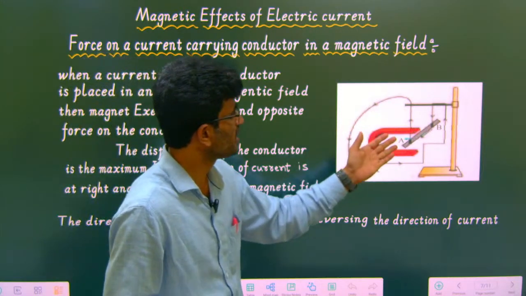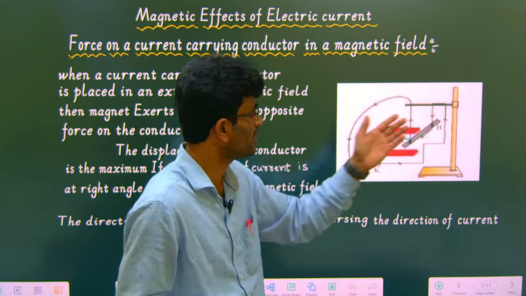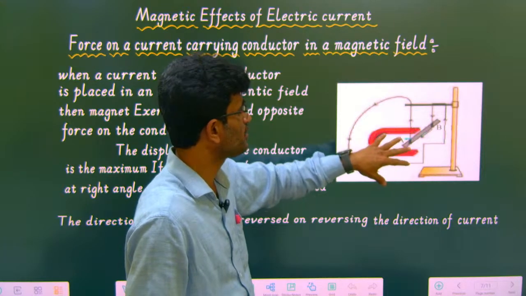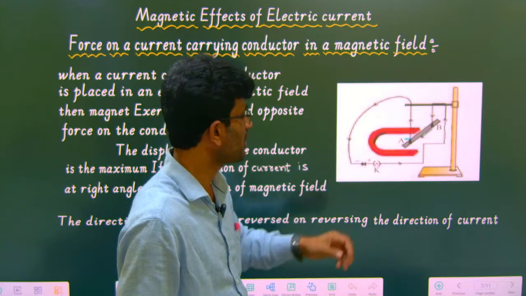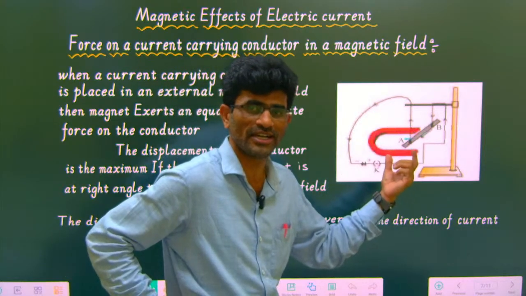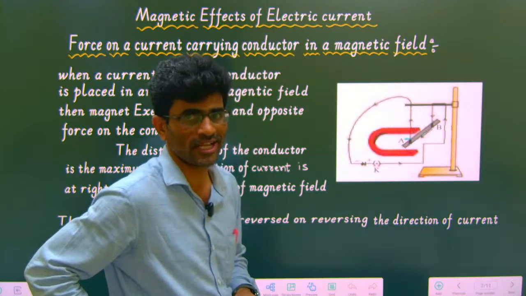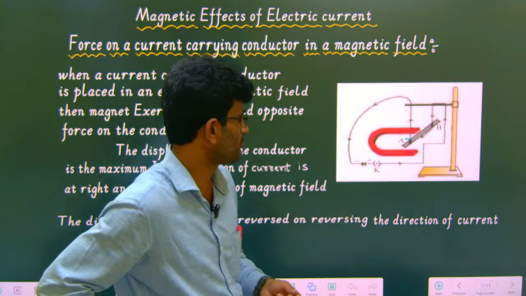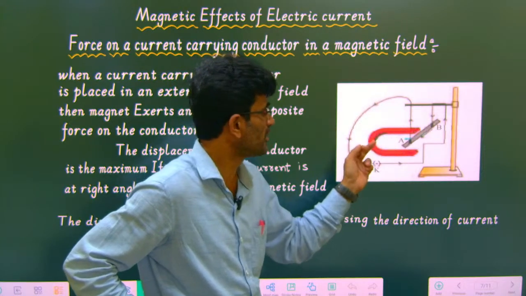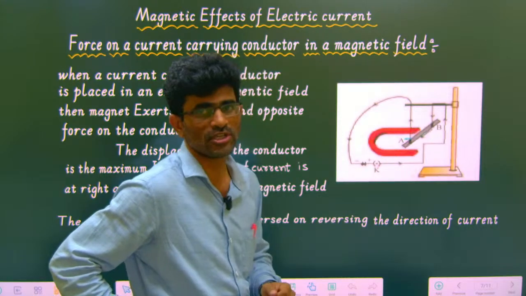And you can change the displacement direction also, whichever way you want, this side or that side, depending on the direction of current. So the direction of the displacement can be changed by changing the direction of current. Here two things: the displacement direction depends on both the north and south poles of the external magnet, and also on the direction of the current.